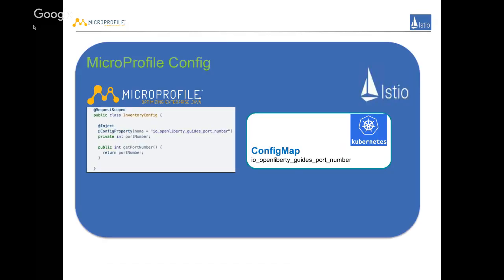So first, for the config, I will go through these slides fairly quickly so that Heiko can show you the demo and also talk you through the code. For the config, on the left is the MicroProfile config. You can see the @Inject @ConfigProperty. This is all MicroProfile APIs, which can directly inject the property called io.openliberty.guides port number, and you can specify this port number in the Kubernetes config map. This talk is based on Istio on top of Kubernetes.